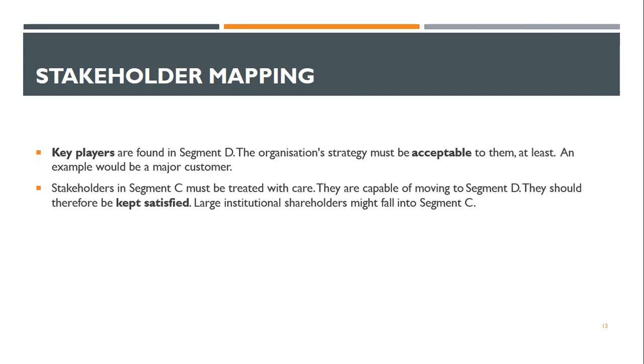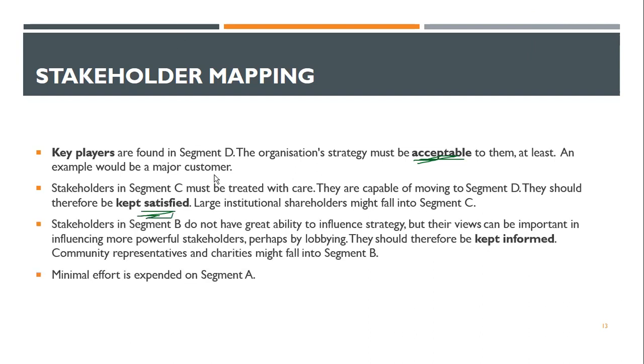They should therefore be kept satisfied. So these are the words which you remember and you will use. Strategies acceptable to them. These should be kept satisfied, the tax department and others, or maybe other institutional investors. Stakeholders in segment B do not have great ability to influence the strategy because their power is low, but their views can be important because they have got high interest but low power, high interest and low power.